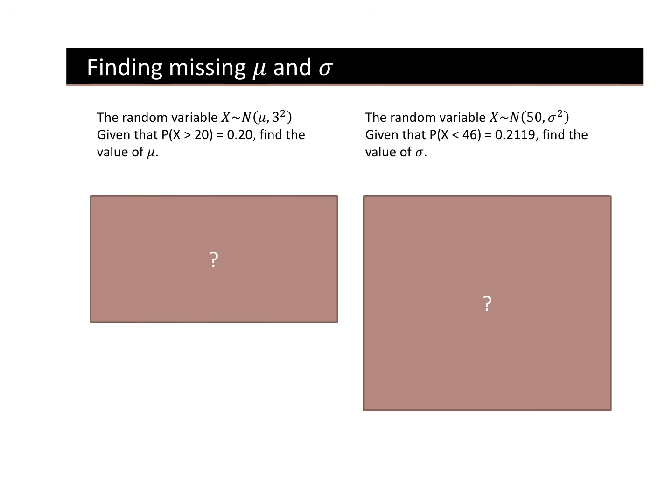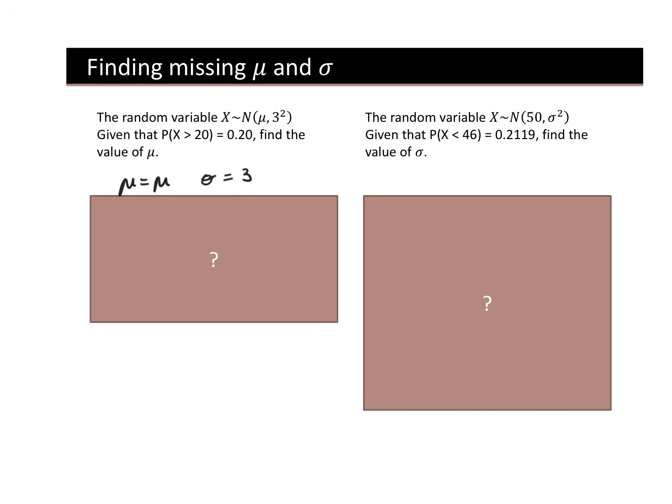So the last part of this chapter is finding the mean or the standard deviation. So I'm going to give you 2 examples. The random variable x is distributed normally with a mean of mu and a standard deviation of 3. Okay. So first of all, I know that my mean is my mean, and my standard deviation is in fact 3.